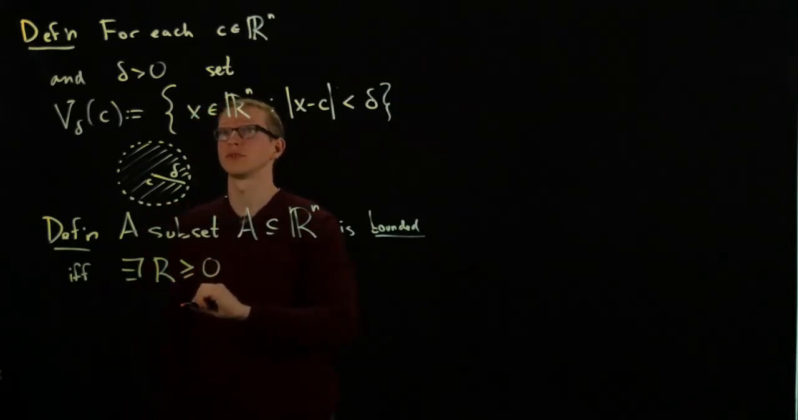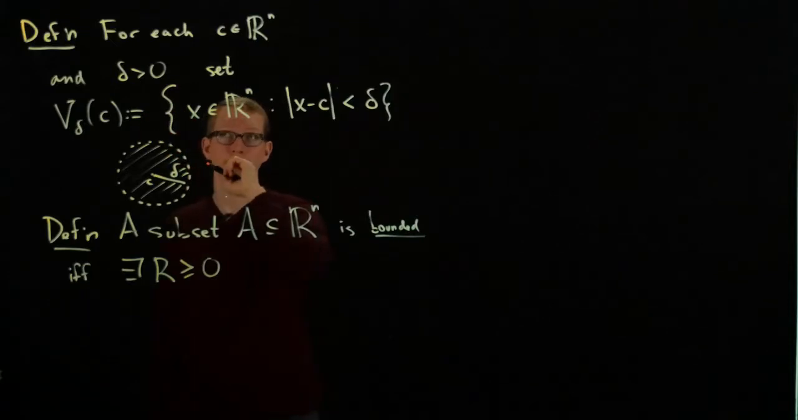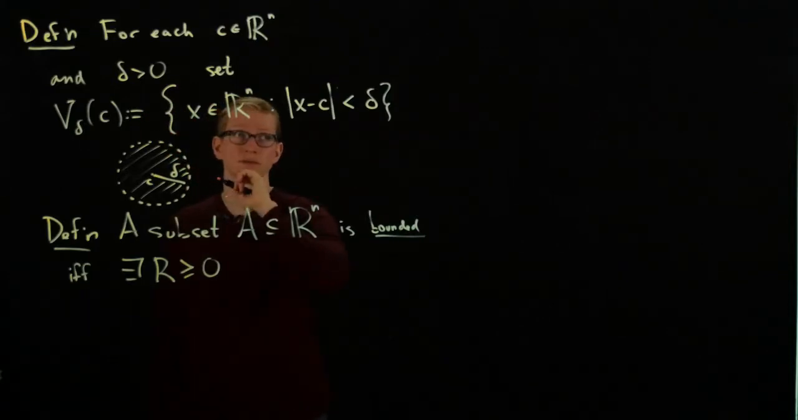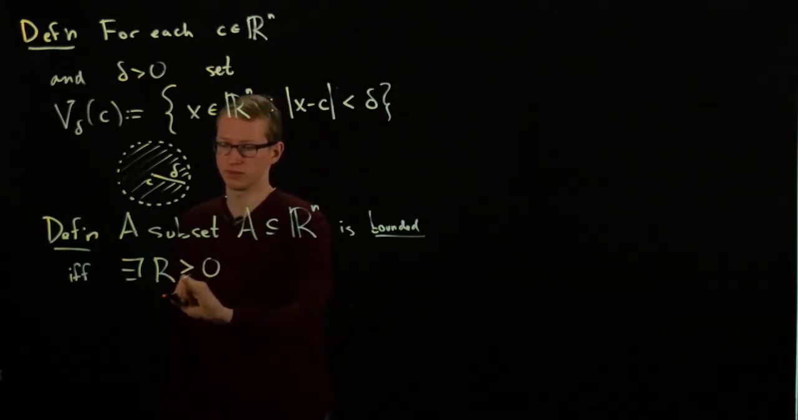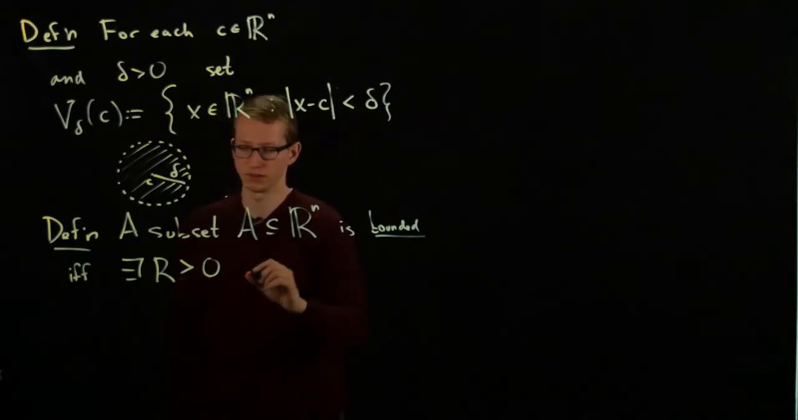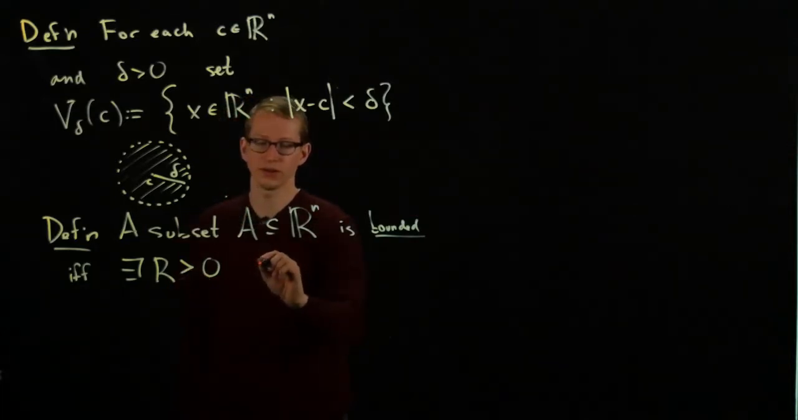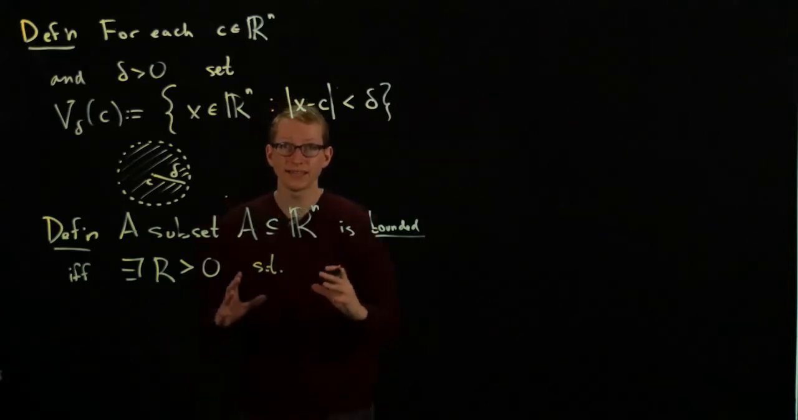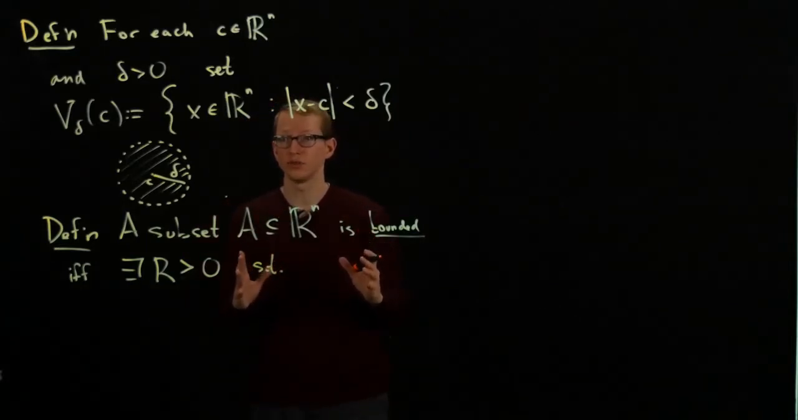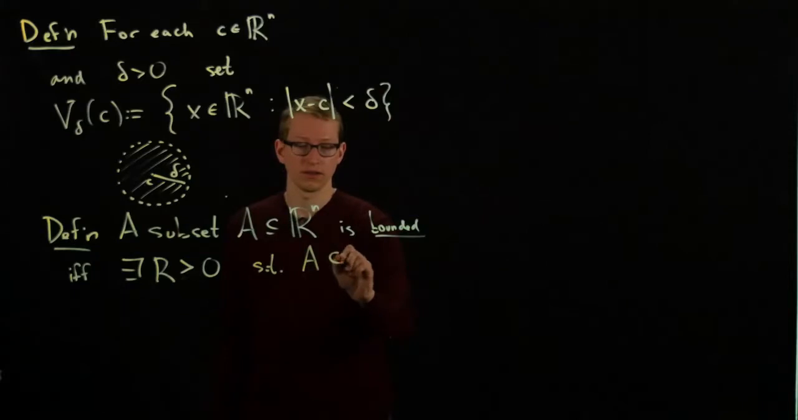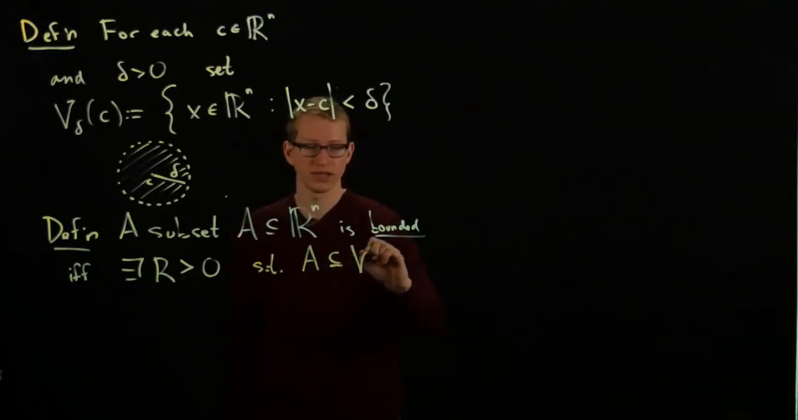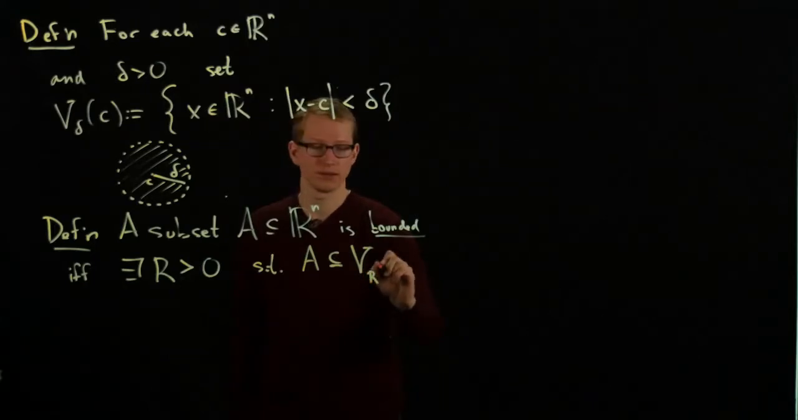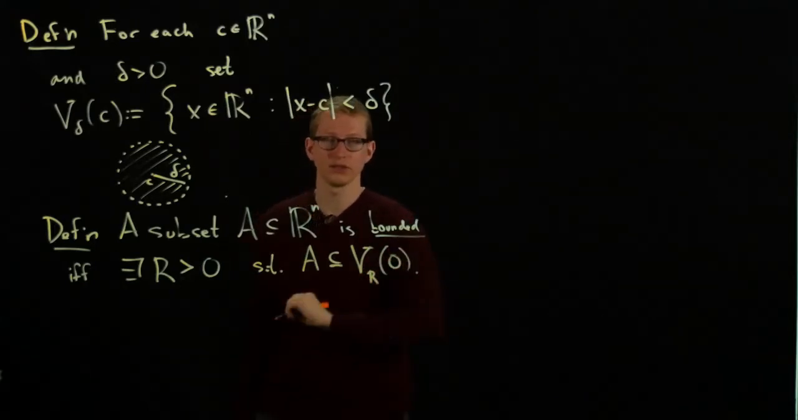I guess this could be for any, well, no, it's the empty set if delta is equal to 0, but we can still make sense of that definition. So let's just work with this for simplicity. If there exists an R greater than 0 such that A is contained in this open disk. So I can construct a disk large enough such that A is actually contained in it. And let's say it's centered at 0.